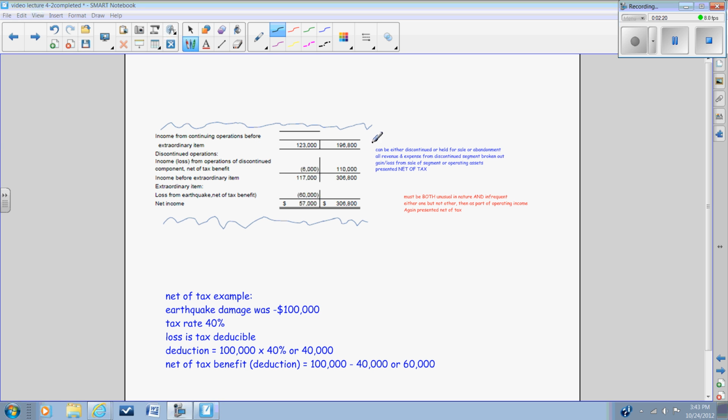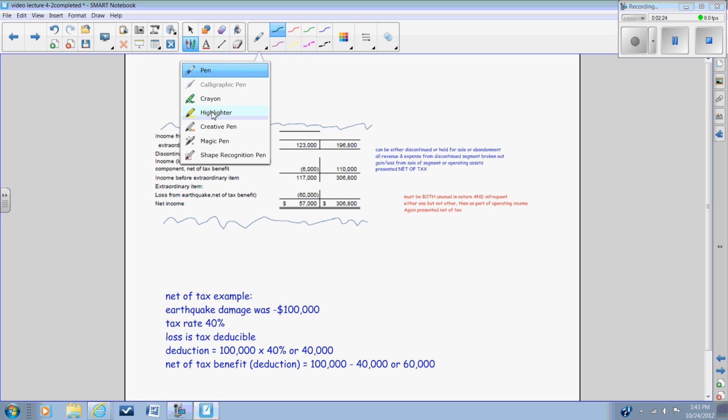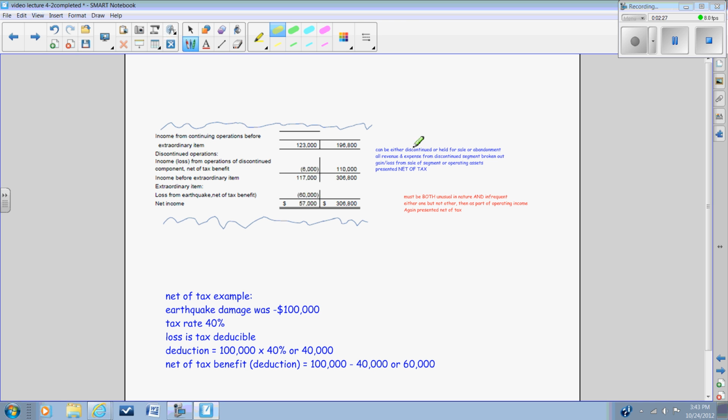When we talk about discontinued operations, it's important to note several things. First, they can have been discontinued by the end of the period, or we could be intending either to sell a segment of the business or shut it down and abandon it completely. Based on either the actual event occurring or our intention, we will break out all revenue and expenses from the segment that we are going to discontinue. So none of that is going to be presented in the operating income section of the income statement, and that's why we call it continuing operations.